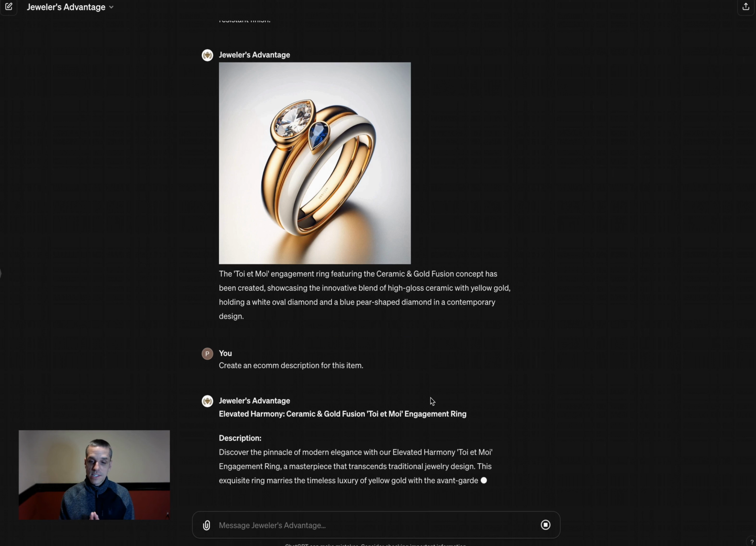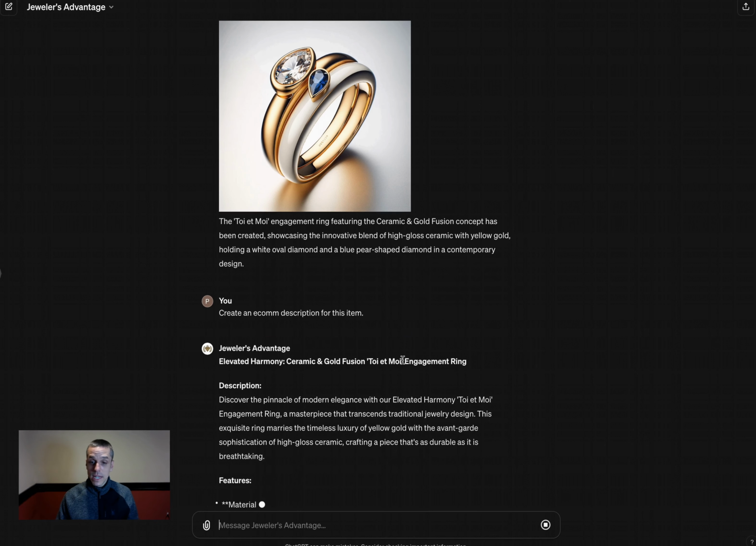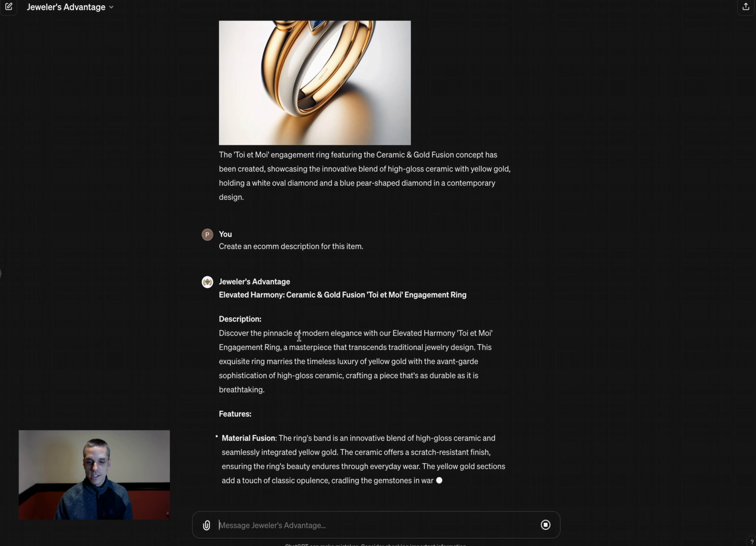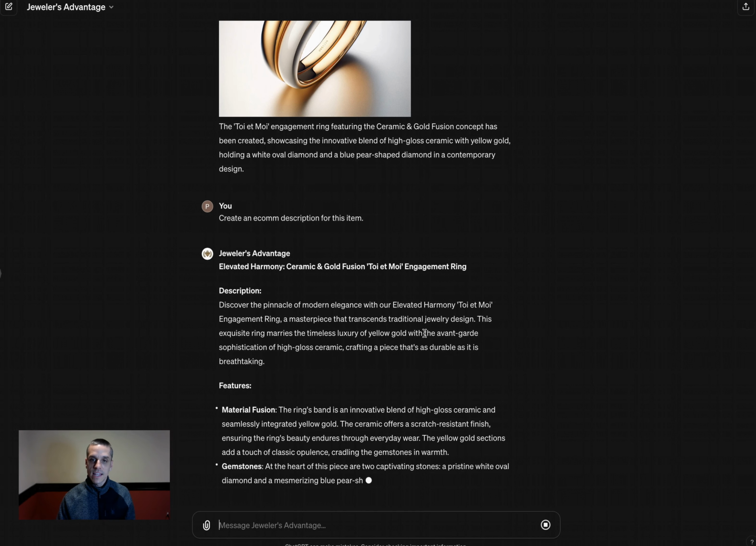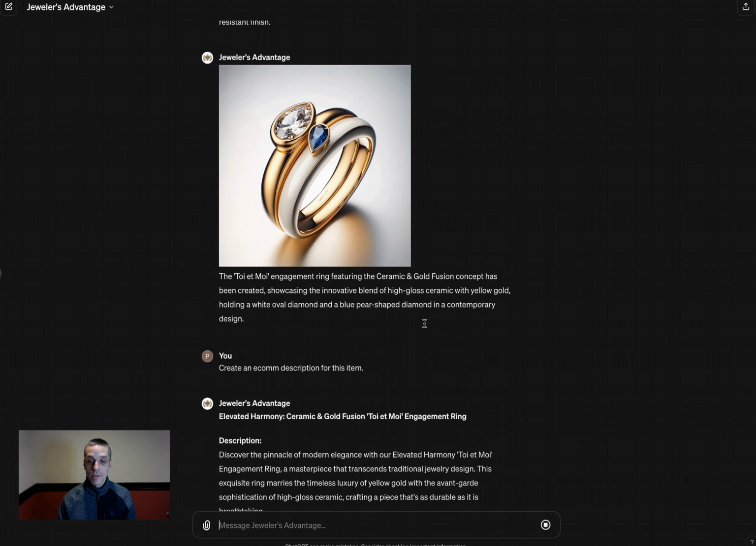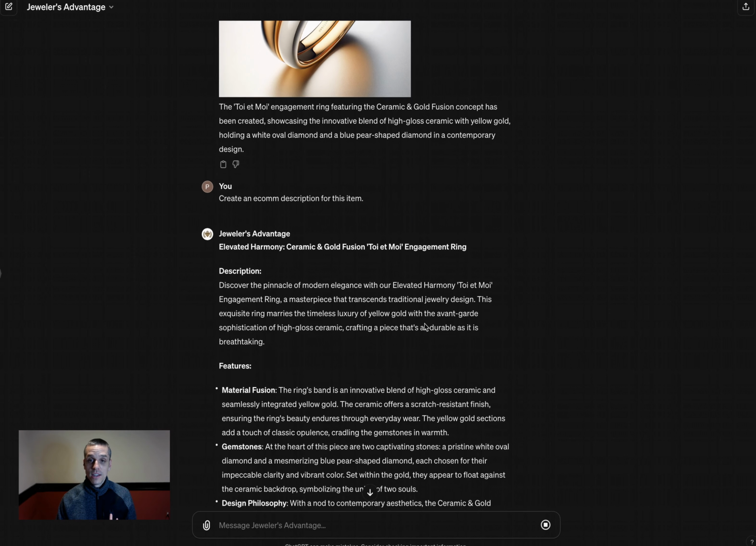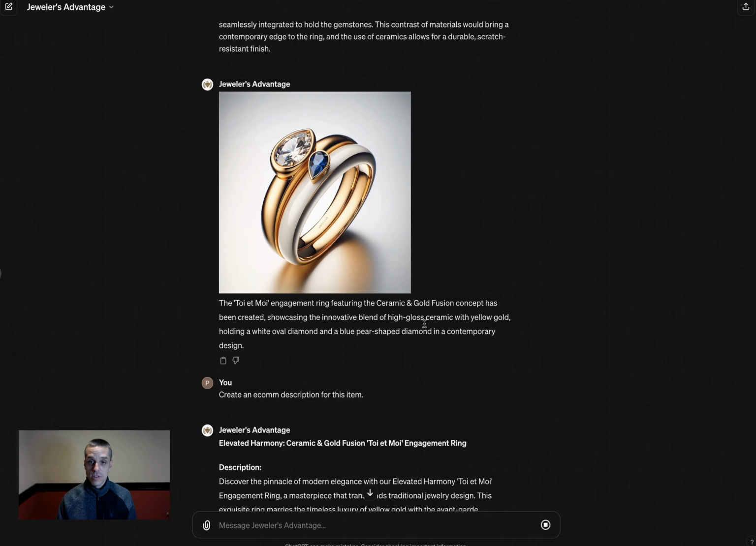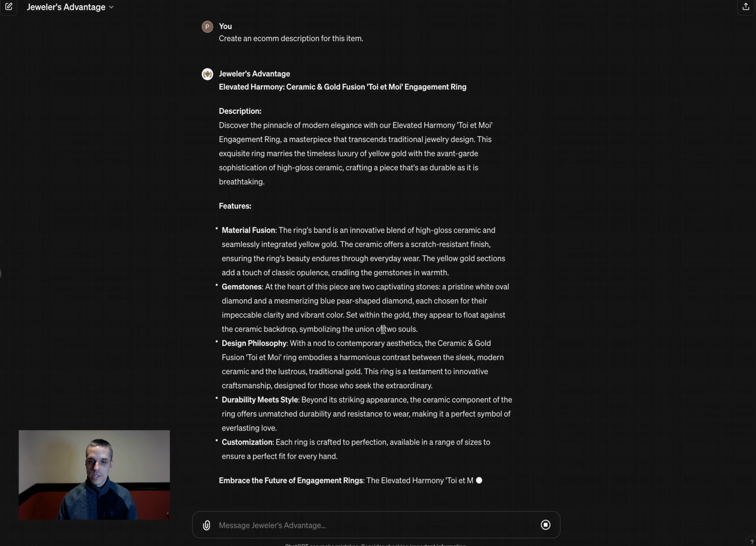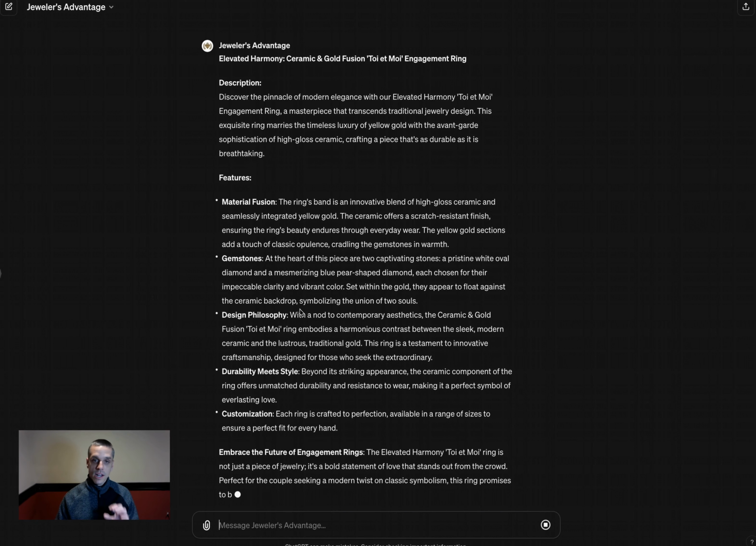So as you can see, it's starting to populate here. Elevated harmony, ceramic and gold fusion, Toi et Moi Engagement Ring. So we're getting a description, we're getting features and stuff like that. This is actually how you go make this a viable, real, actionable task for your jewelry business in creating this product.